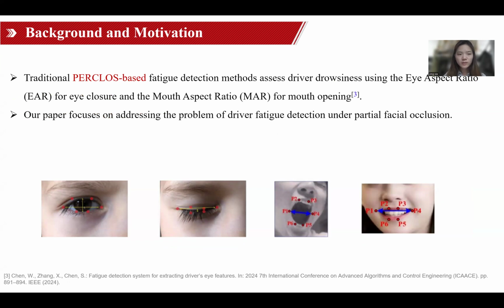Traditional PERCLOS-based fatigue detection methods assess driver drowsiness using the eye aspect ratio (EAR) for eye closure and the mouth aspect ratio (MAR) for mouth opening. However, the accuracy of traditional facial fatigue detection methods cannot be guaranteed in scenarios where facial regions are partially occluded. Our paper focuses on addressing the problem of driver fatigue detection under partial facial occlusion, with the goal of improving the model's robustness and detection accuracy in the presence of incomplete facial features.